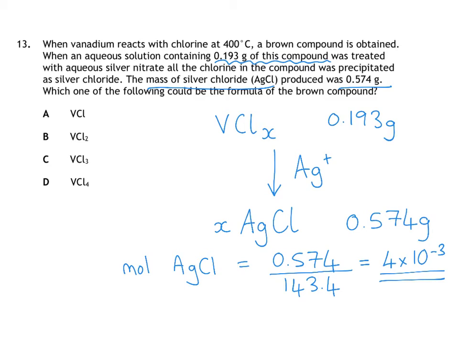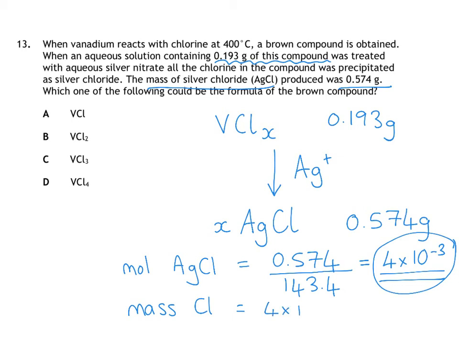From that, I can now go back and work out how many moles of chlorine, and therefore, well, there must be 4 times 10 to the minus 3 moles of chlorine. Therefore, what mass of chlorine is present in my 0.193 grams of VClX? So if I take my 4 times 10 to the minus 3 and I times it by 35.5, I'm only looking at the mass of atoms of chlorine, remember, so I'm looking at the mass of Cl. I don't know how many Cl's there are.